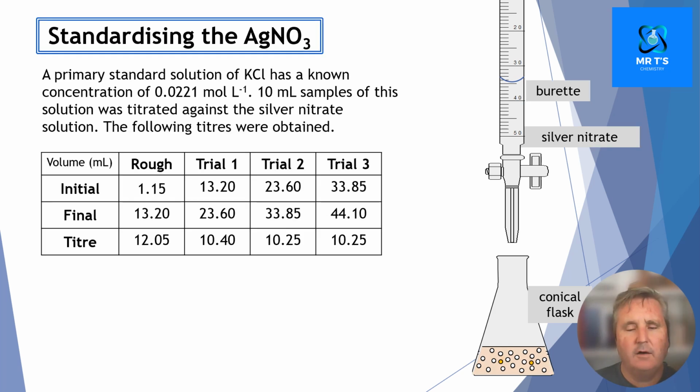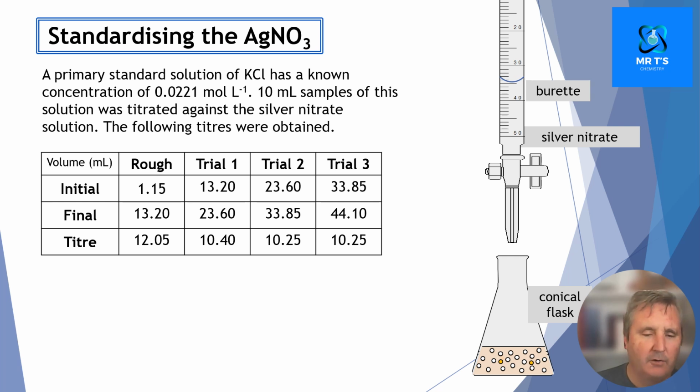So now I've carried out 4 different titrations with this silver nitrate, and I've obtained the following results. My potassium chloride result was a concentration of 0.0221 moles per litre. Okay, so that was given to me. I took 10 mil aliquots of my potassium chloride solution and put them in the conical flask, and then I added my silver nitrate until I reached this peachy color. So here is one that has been completed.